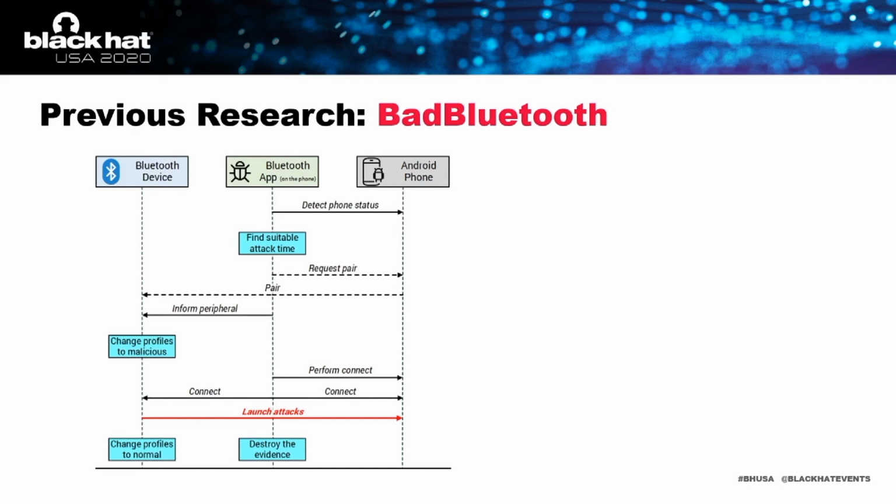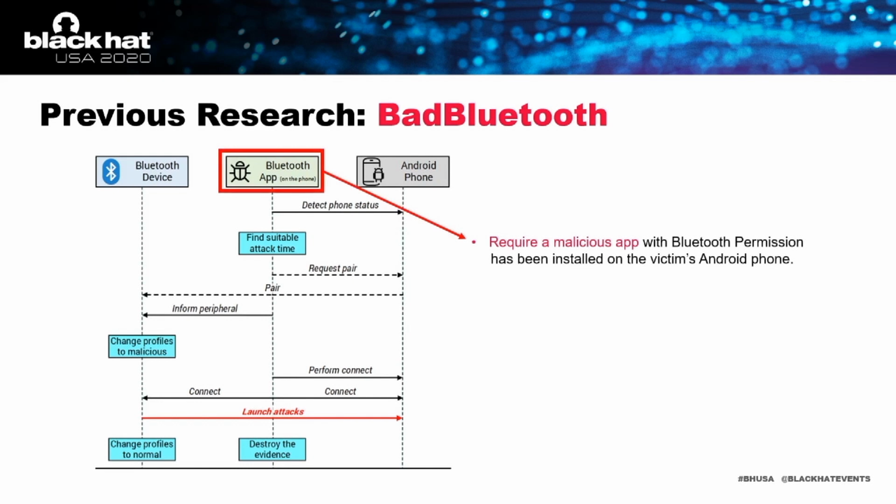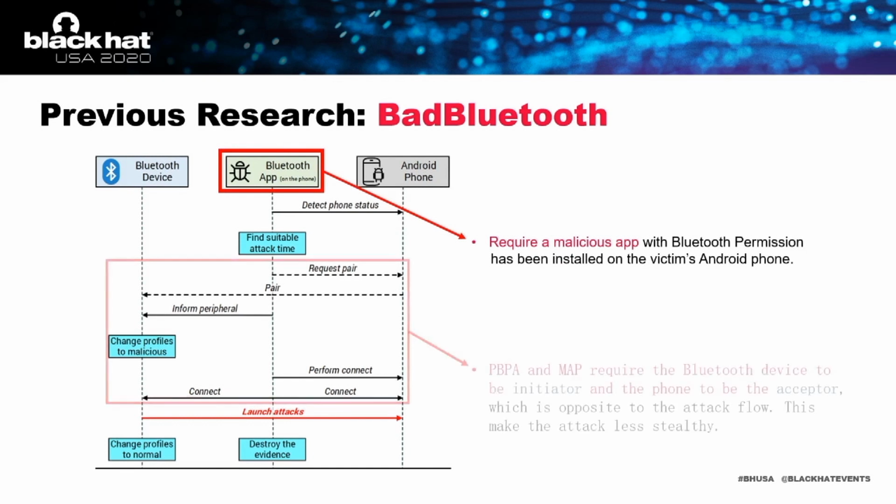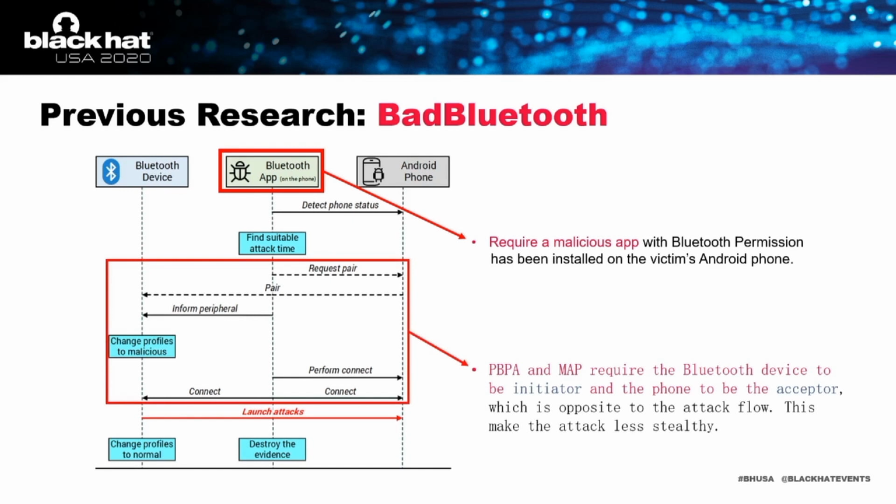But the BadBluetooth attack model requires a pre-installed malicious app. And because the connection direction of PBAP and MAP is opposite to the attack model, it can't achieve the effect I want. Thus, the goal is getting the phonebook and short messages with no malicious app installed, and making the target phone completely insensitive.